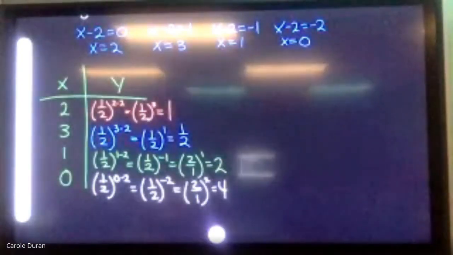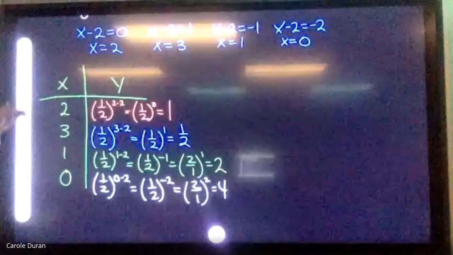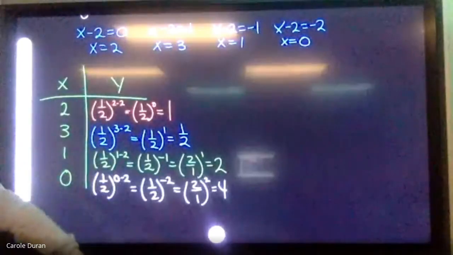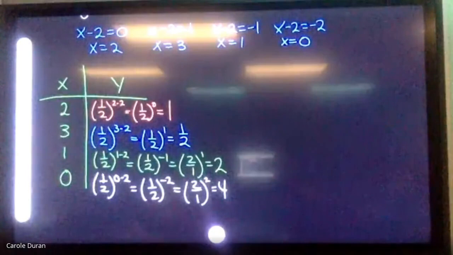I'm going to pause here and let you really take a look at all of the work on how we plugged in the x's and simplified them out to their respective y's. So take a look at that for a minute, and then we will graph this.